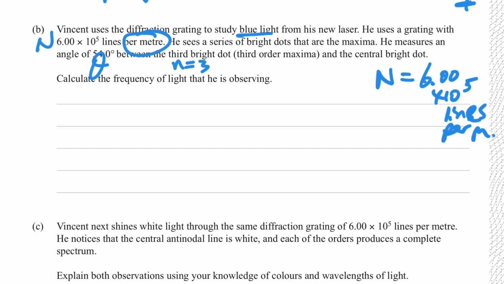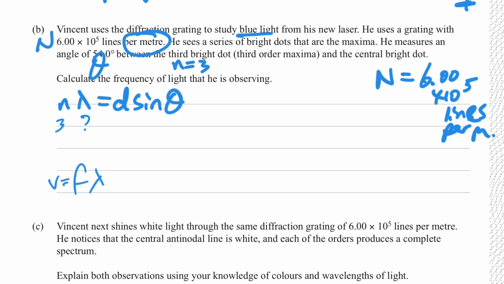Okay, so let's just take a little look at our n lambda equals d sine theta. I'm not going to do the calculations, but I'll show you how you'd work this through. I'm going to go to a smaller dot size because we're running a little bit lower on space, but we're dealing with an n equals 3. We're dealing with a lambda that we're trying to find. Once we find lambda, we're going to use v equals f lambda to find the frequency. So we'll know lambda at the end of this.